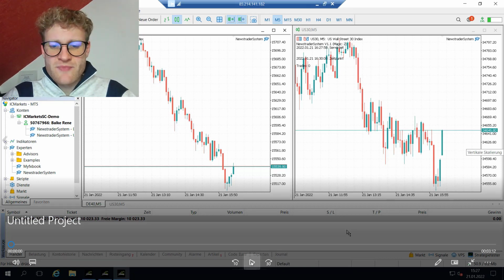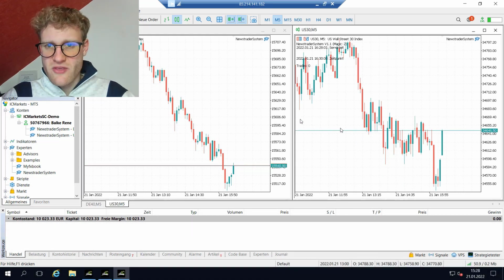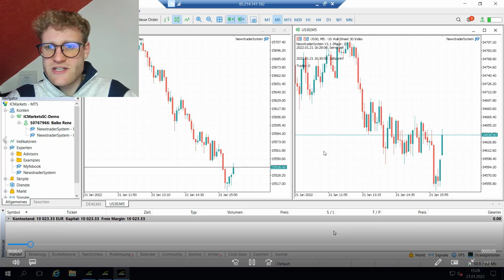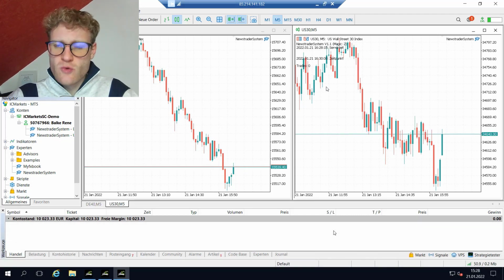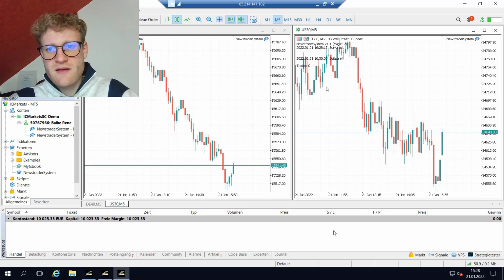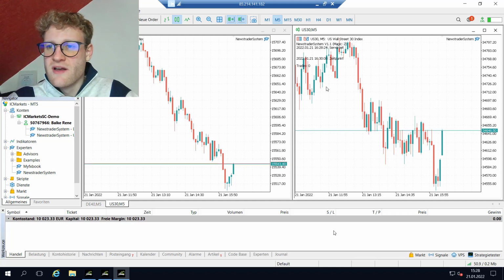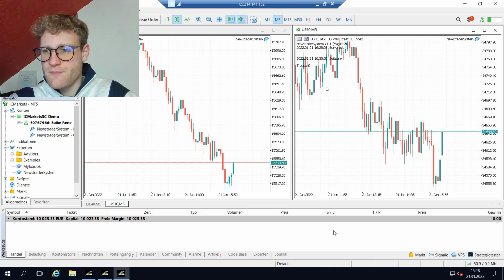market here. The general setup is that we trade the market opening. So let me start the recording here. You can see on the right chart, this is the US30, and it is 16:28 server time. So in 2 minutes there will be the market opening for the US market. And this strategy, this EA, is currently called the news trader system. It is trading at this specific point in time.